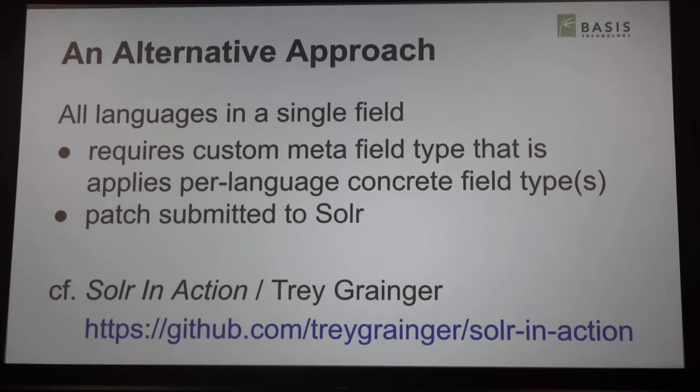And how do you do that? Well, really what the creator of this, Trey Granger, who sort of heads up search at CareerBuilder, came up with was a new field type. I call it a meta field type that really just knows how to map a piece of input into the correct underlying concrete type. So there's not actually any NLP or anything. It's not much more than a map. It just shows you which concrete class to use. And it's currently a patch submitted to Solr.